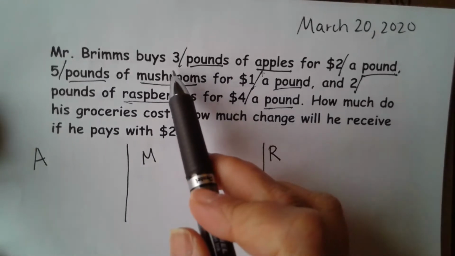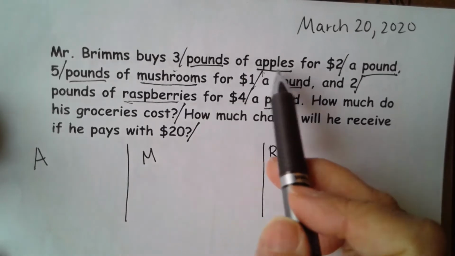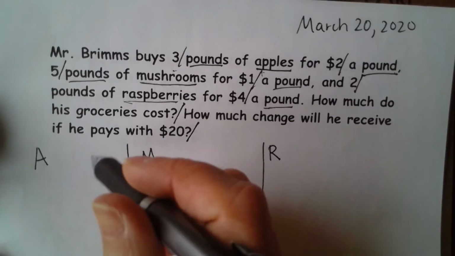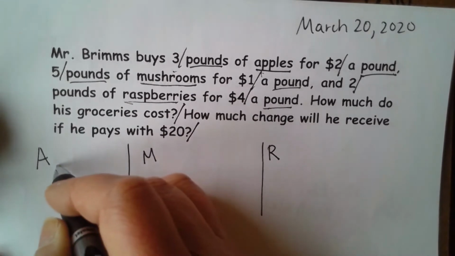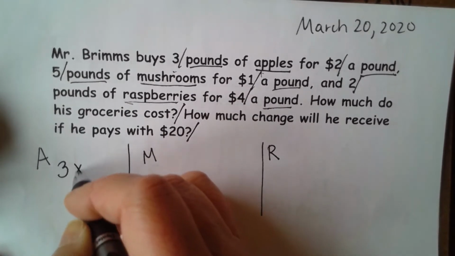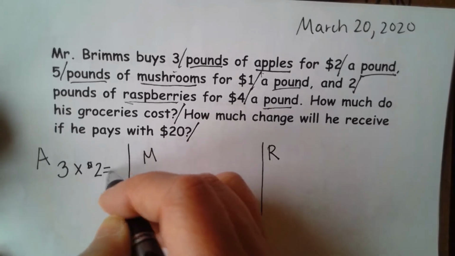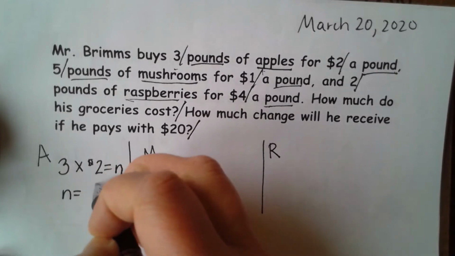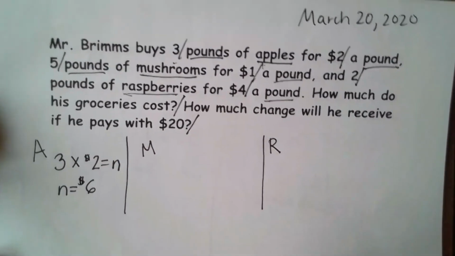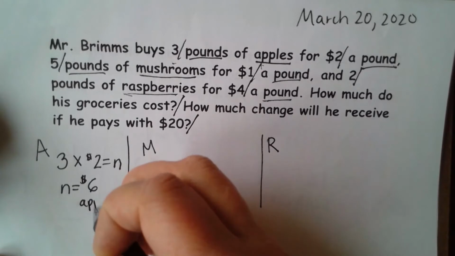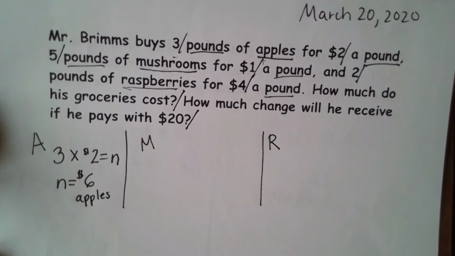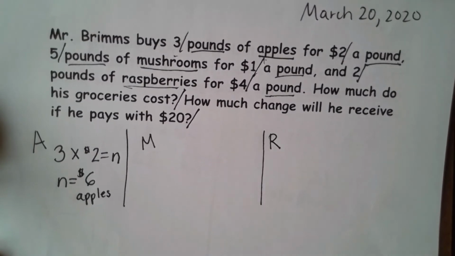So the first piece of information tells me he's buying 3 pounds of apples, and each of those pounds costs $2. So that tells me that if I want to know how much he spent on just apples, I'm going to take the 3 pounds and times it by the $2. And that's going to tell me how much he spends on apples. So I know 3 times 2 is 6, and that tells me Mr. Brims spends $6 on apples. Okay, 1 part down. Now I'm going to move on to mushrooms.